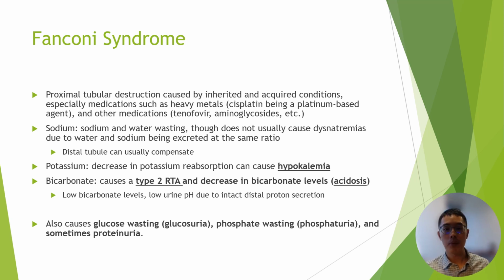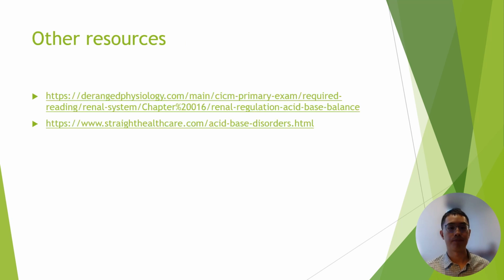With regards to bicarbonate, Fanconi syndrome causes a type 2 RTA, which results in low bicarbonate levels in the blood. But since distal proton secretion remains intact, the pH of the urine remains low due to our distal proton secretion processes remaining intact. Additionally, proximal tubular abnormalities cause glucose wasting or glucosuria, phosphate wasting or phosphaturia, and sometimes proteinuria, which are all hallmarks of Fanconi syndrome.